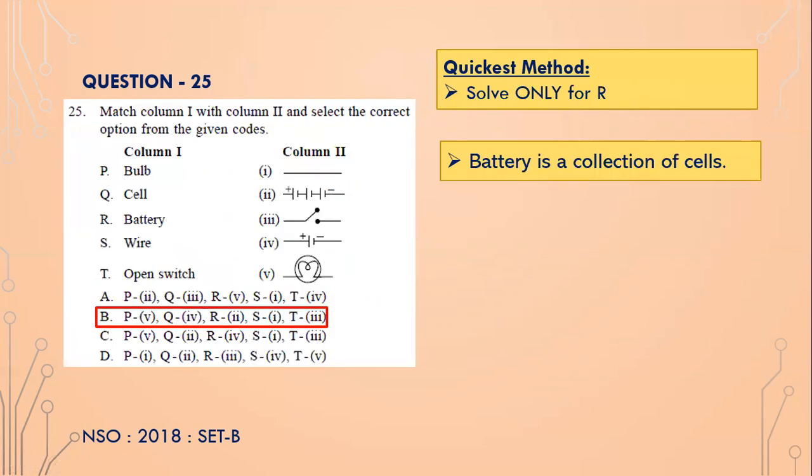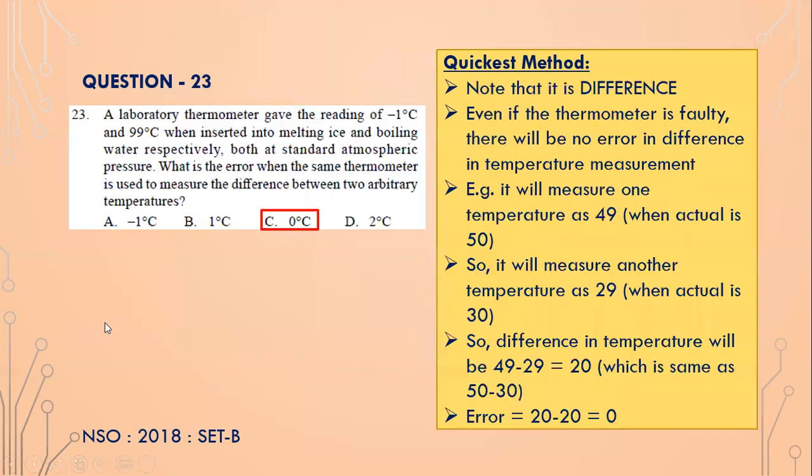Match column 1 with column 2 and select the correct option from the given codes. Okay, so again, we have to solve only for R, because for R the options are unique. So what is R? Battery. What is a battery? A battery is a collection of cells, isn't it? So for R, it is 2. And you don't need to solve anything else. So for R2, option B is the correct option.